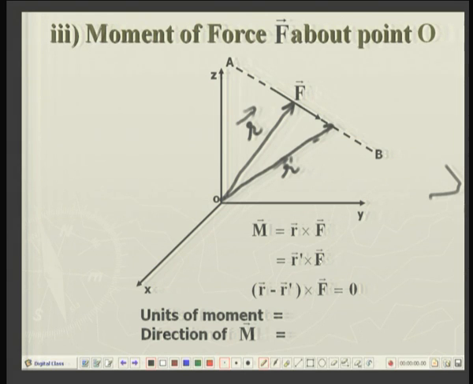What are its units? Well, force is in newtons and the units of the position vector r are simply the length of the vector. So, this is Newton meters. The units of the moment are Newton times meter, it is a derived unit.